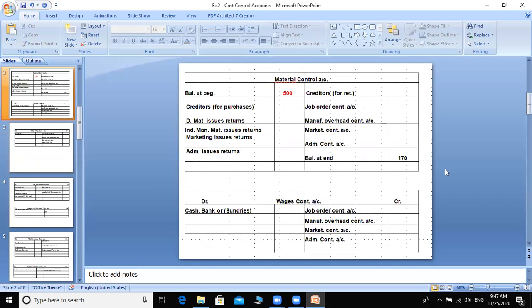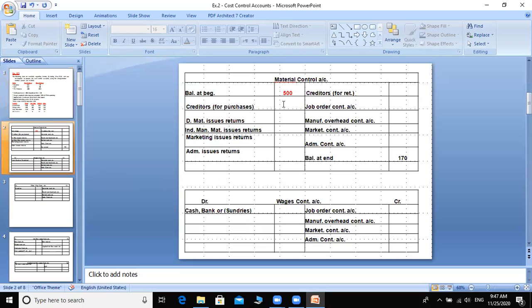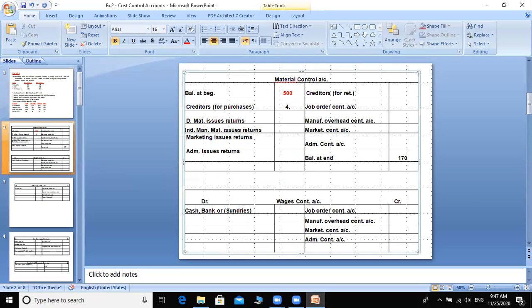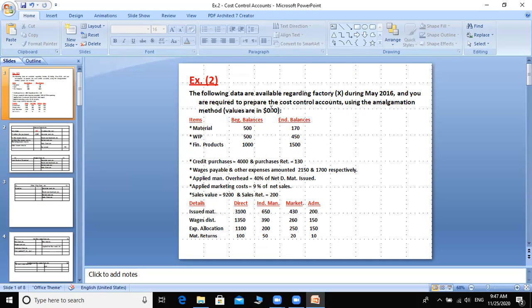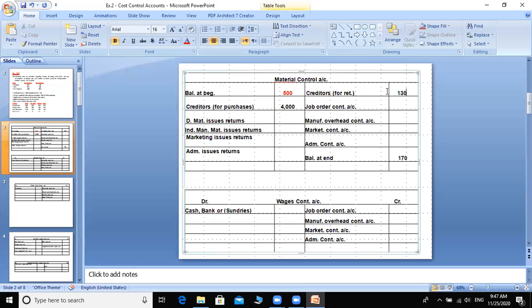Now, he told me that we purchased 4,000 and there is purchase return of 130. So purchases of material will be recorded 4,000. Why I said creditors for purchases? Because this is a credit purchase. After we purchased the 4,000, we returned some of the goods purchased. The returns equal, he told me here, return 130. So the return of 130 will be recorded here, 130. So we purchased 4,000, but we returned 130.